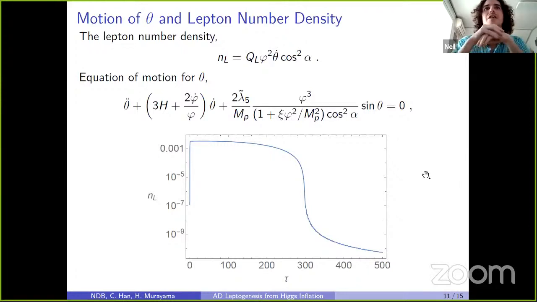Jumping straight in, from the equation I wrote before, we can write down the number density of phi that's induced. We can write that in terms of our complex scalar and theta dot here. What we want to do is find this quantity. We have our equation of motion for theta given here, with our potential term, friction term, and so on. And here is the actual numerical result for the generated lepton number density.